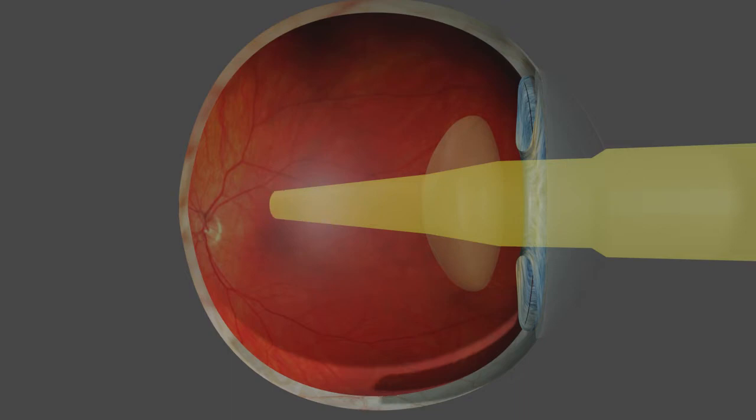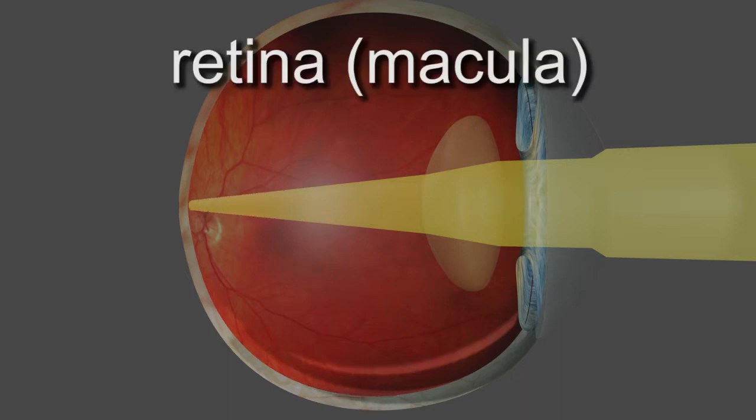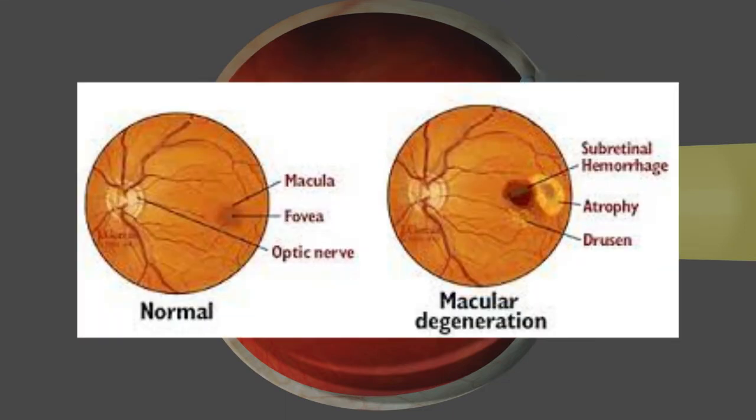Finally, the light ends up focused on the back of the eye onto the light-sensitive retina. The very back portion of the retina is called the macula, and this is where macular degeneration can occur. You may have heard that term before.